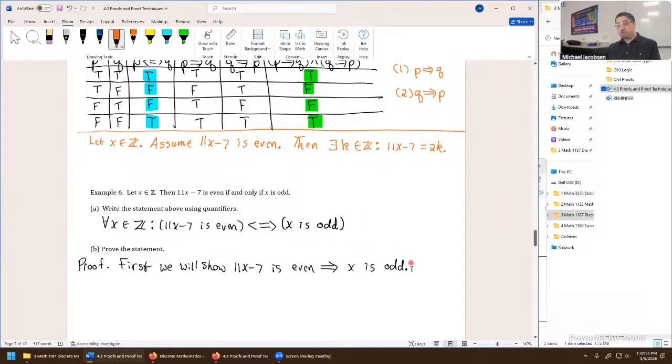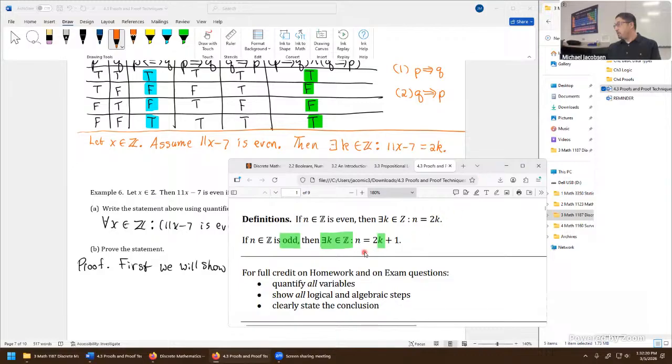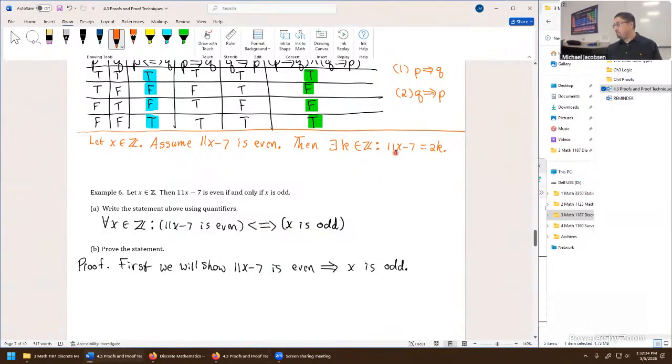Now, our goal is to show x is odd, right? That means we're trying to get this structure, x equals 2k plus 1. The moment we get something like that, and it doesn't matter how weird that integer k is, it just has to be an integer, our work is done right at that step. But this is all we have, just one equation.